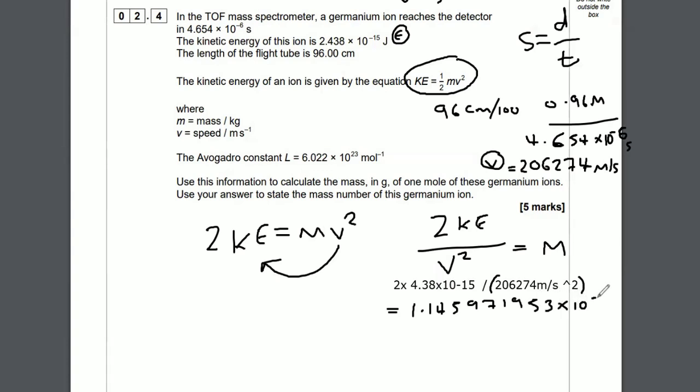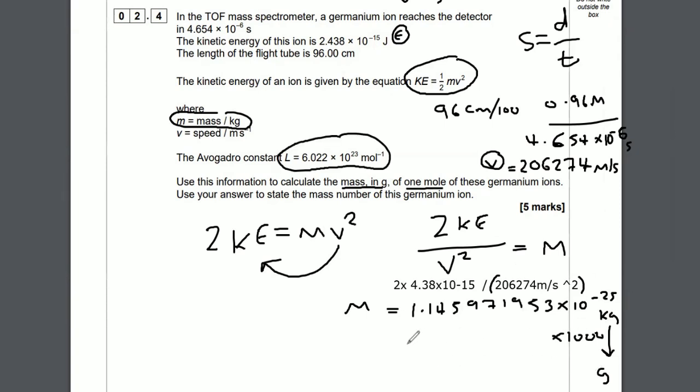So the answer is 1.145971953. Again, just leave it in your calculator or round that to 1.146 times 10 to the minus 25, and that is our mass. But remember, that's the mass of an ion, and it's the mass of an ion in kilograms. The question asks for the mass in grams, so we need to times by 1,000 to convert to grams. All that does is take away 3 zeros, and so we end up with 10 to the minus 22. Notice here I've rounded to 1.146 times 10 to the minus 22. It's not going to affect your answer. It's so close to 1.146 that is good enough.